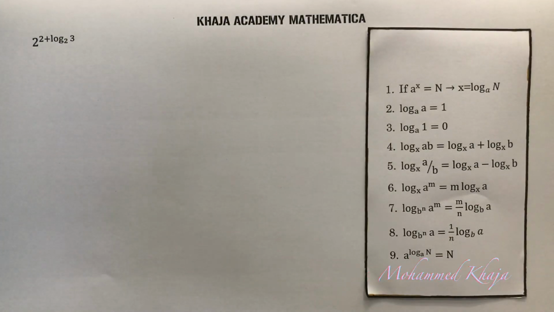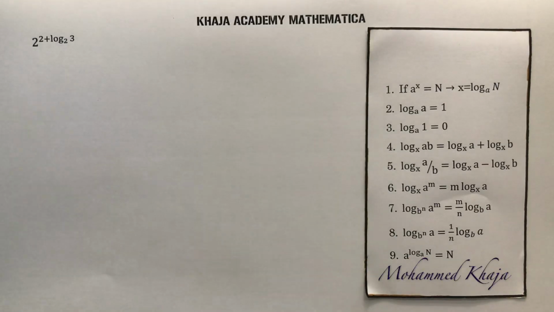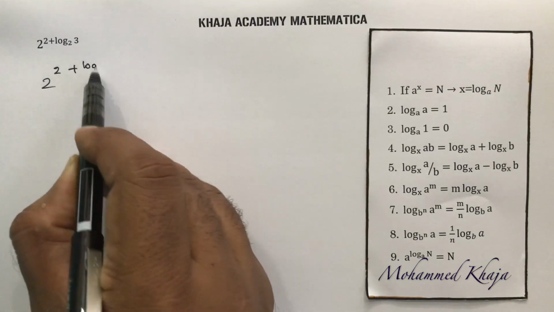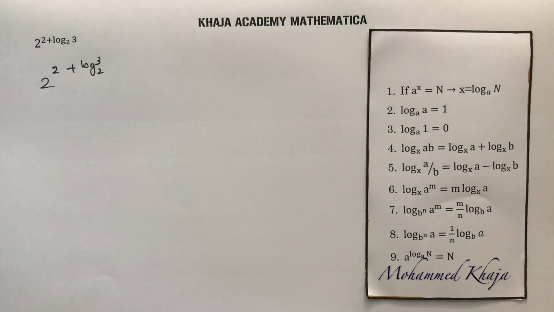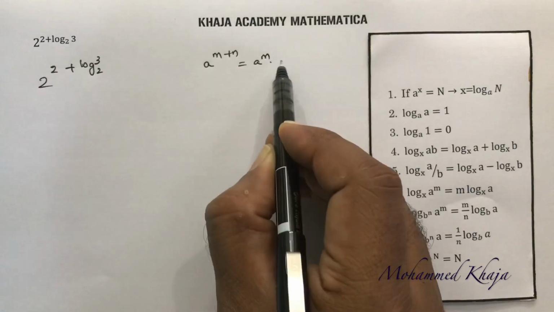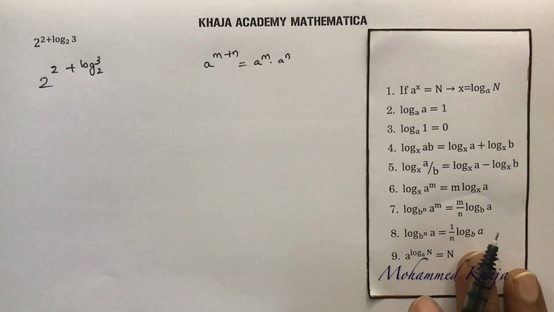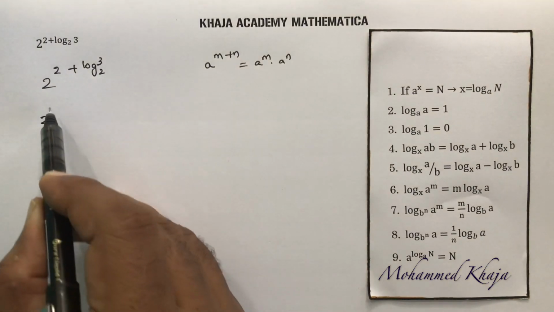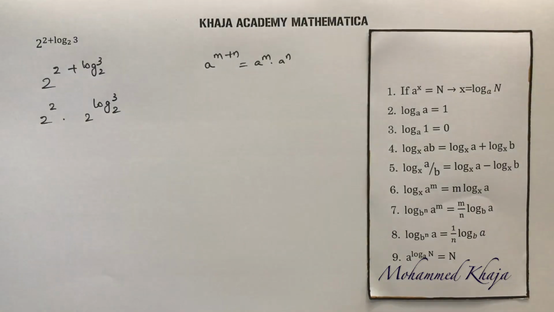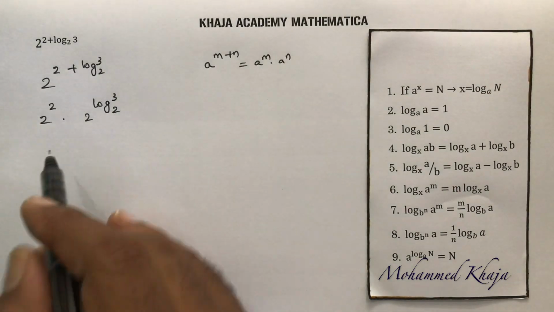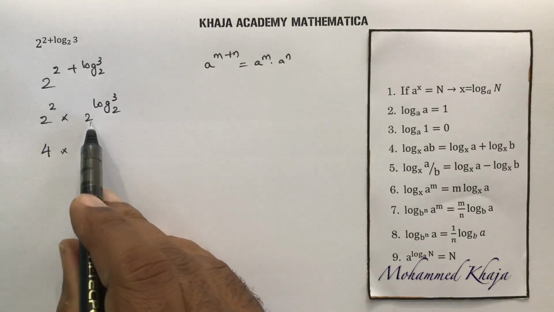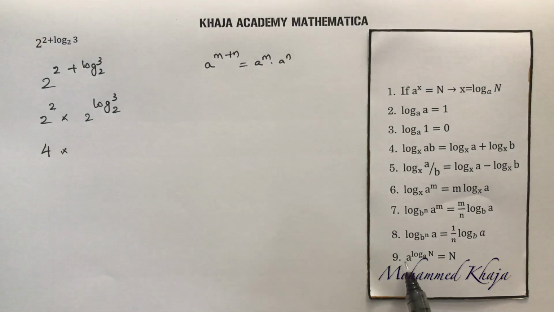Now we need to find the value of 2 power 2 plus log 3 to the base 2. Here a power m plus n you can write as a power m into a power n. So this is 2 power 2 into 2 power log 3 to the base 2. 2 power 2 is 4, into this, which is in the form of the ninth formula.